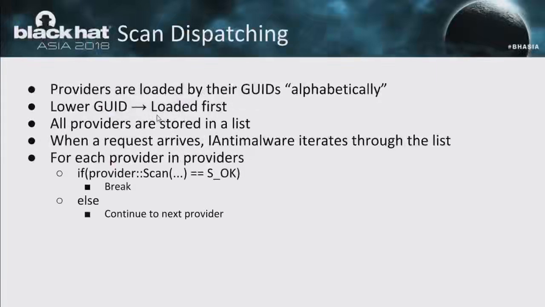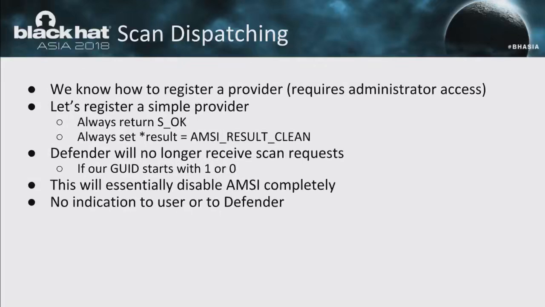Now, a brief summary is that providers are loaded by their GUIDs alphabetically, so I can choose what my GUID starts with, and a lower GUID means that my provider will be loaded first. All providers will be stored in some list of providers, and whenever a scan request arrives, it will dispatch the scan to all the different providers in that list. If the scan succeeds, we don't continue to the next provider, and if the scan fails, we do continue to the next provider. So we do know how to register a provider.